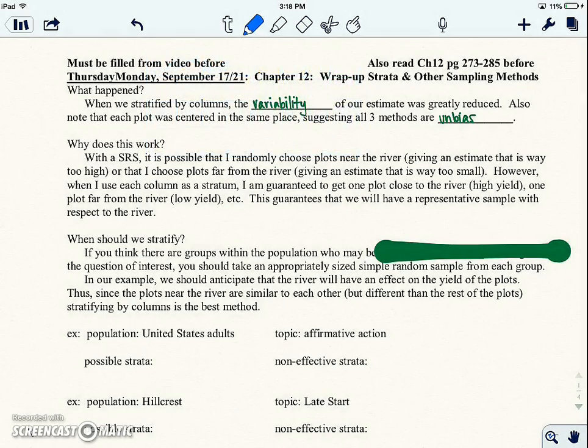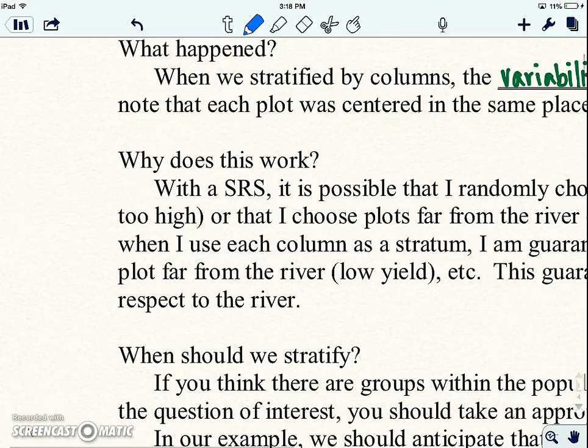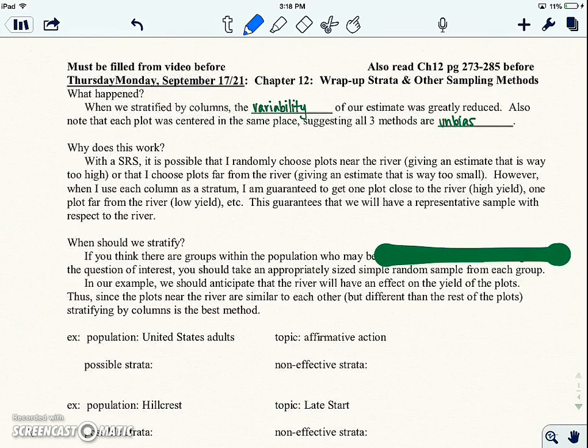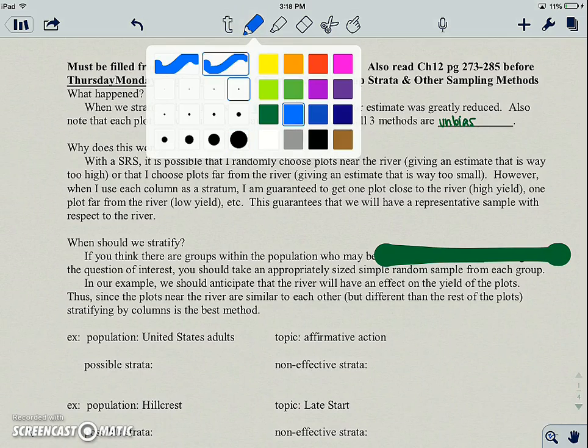So the simple random sample, the vertical stratifying, and the horizontal stratifying all had centers anywhere between 4,000 and 6,000, or high 4,000s, mid 5,000s. They all centered around the true value, so it was unbiased. Okay. The question is, why does this work?